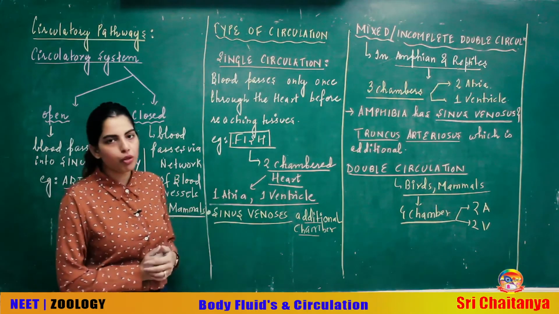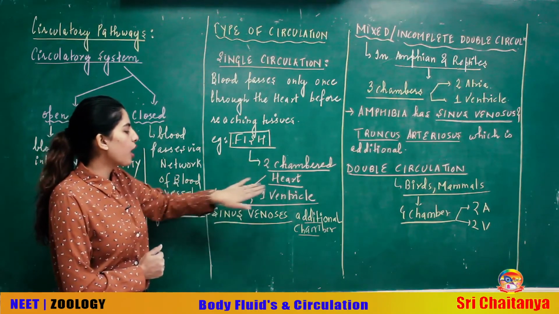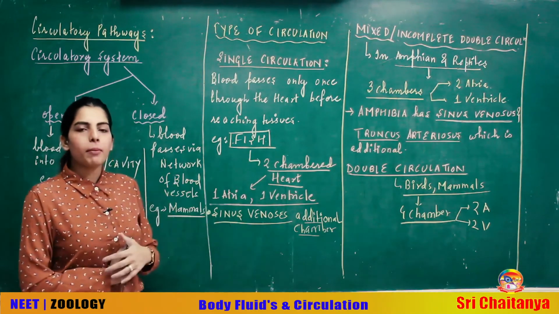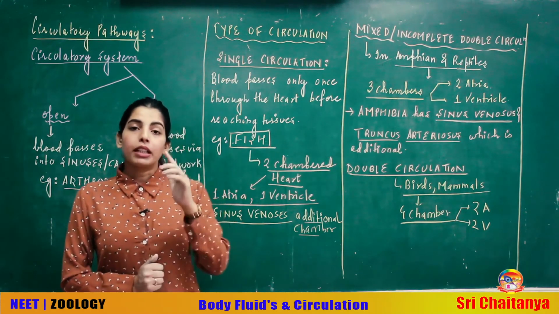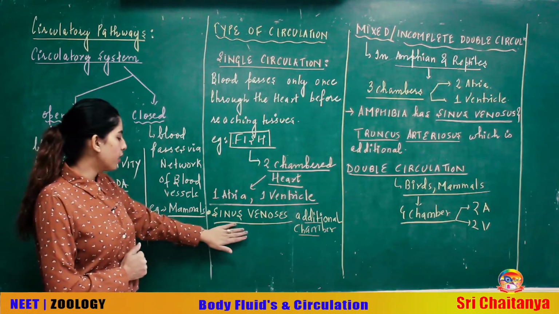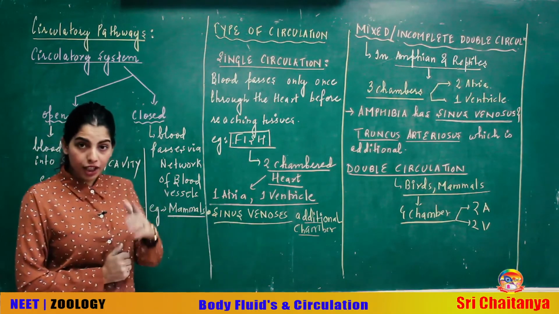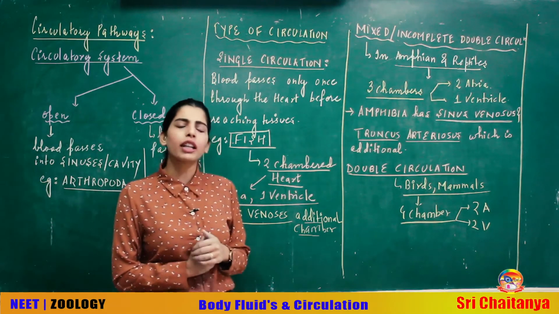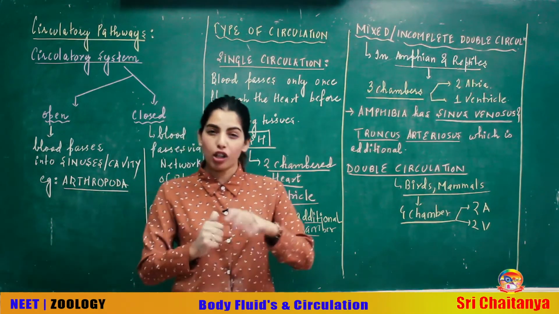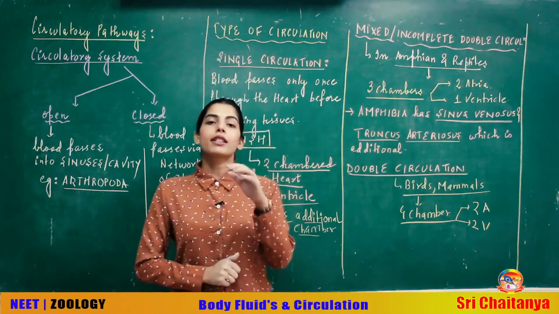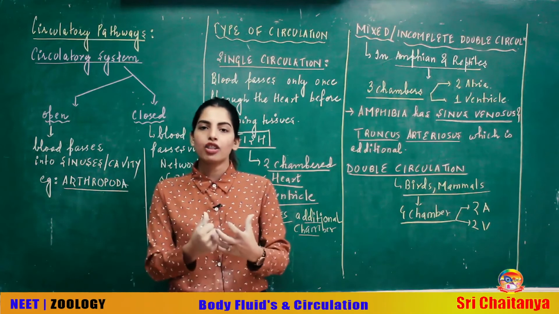I've written one more piece of information about the fish: fish has a two-chambered heart. This two-chambered heart means it has one atrium and one ventricle. But the fish additionally also has a chamber called the sinus venosus. That's the additional chamber. Talking about single circulation, the heart of fish is also called a venous heart, because the heart is pumping deoxygenated blood.